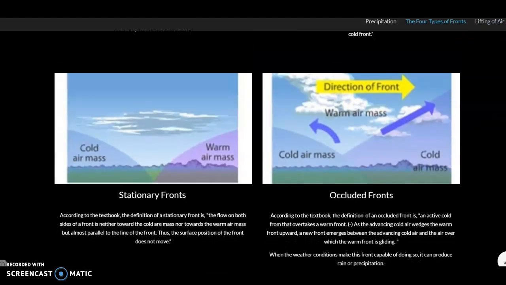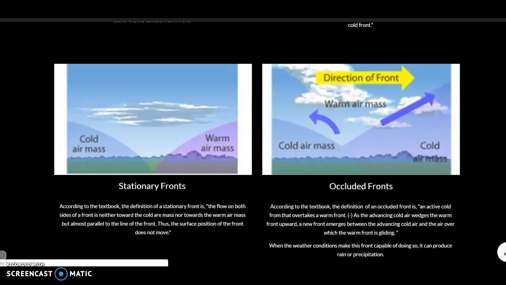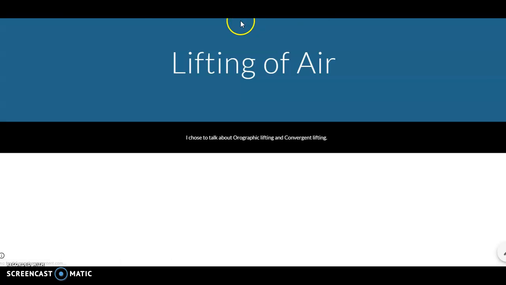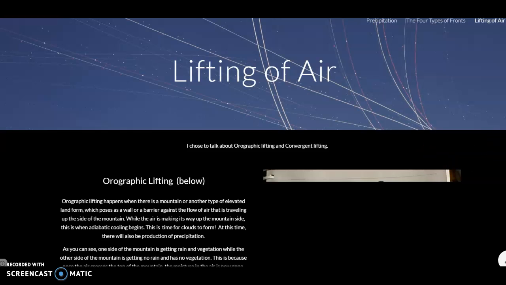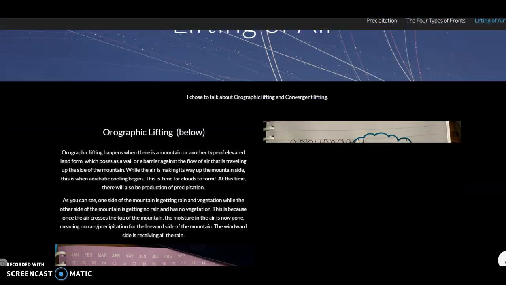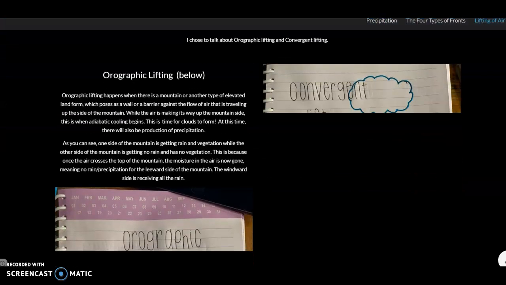Our next one is lifting of air. On this one, we have orographic and convergent.